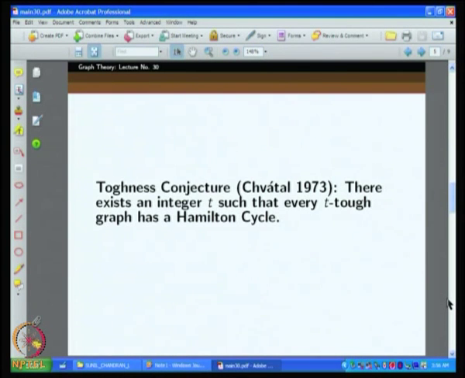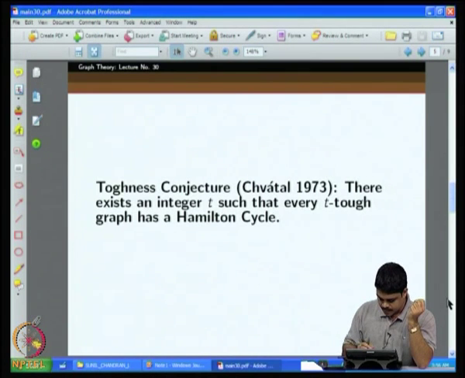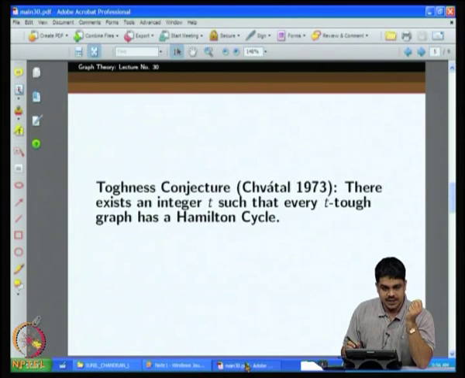This is a toughness conjecture by Chvatal. It says there exists an integer t such that every t tough graph has a Hamiltonian cycle. So, how big t should be for this to happen? This is an interesting question, and this is still open.